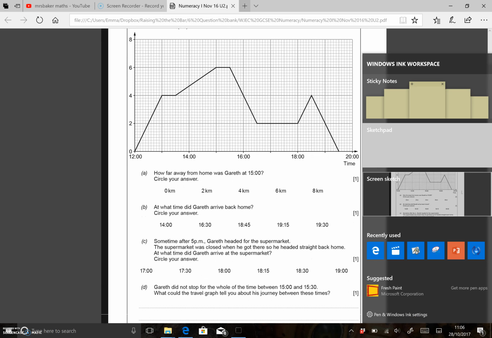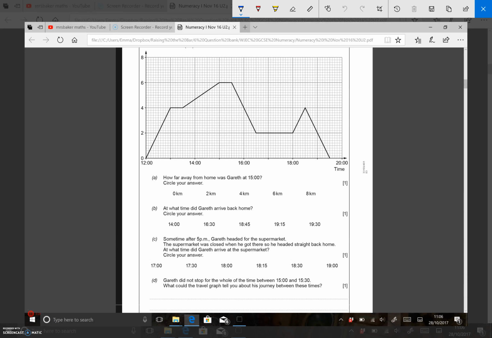Part A is asking us how far away from home was Gareth at 15:00. That's 3 o'clock in the afternoon. So if we look on our time axis, there's 15:00. If we read up to our graph, that's here, and then we read across, he was 6 kilometers from home. 1 mark for that. Easy peasy.